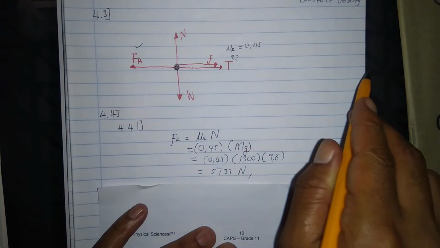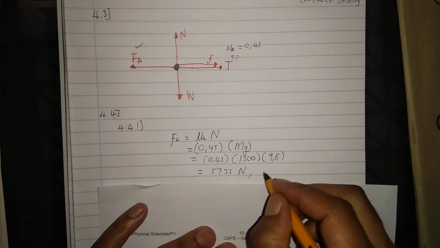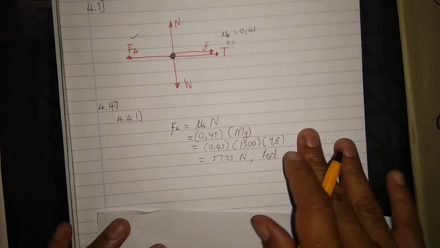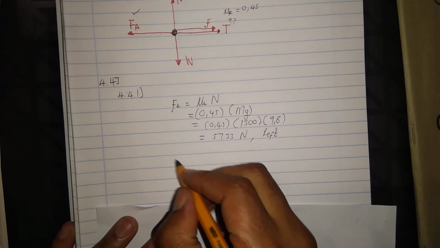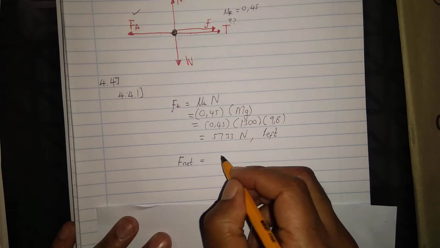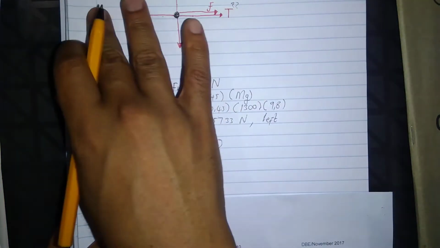And then we'll have to specify direction. Let's say this direction is backwards and this one is forward, okay? Or we can just say to the left, okay? To the left. Now F net is equal to 0, and the tow truck is moving horizontally.